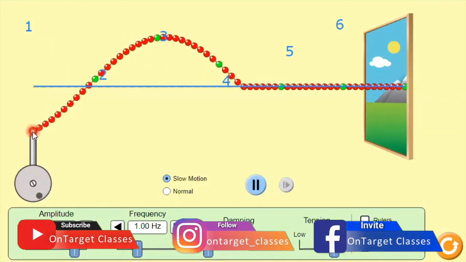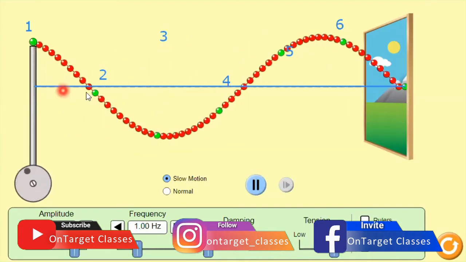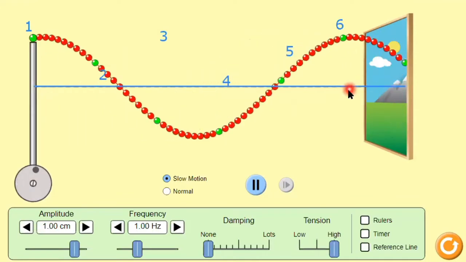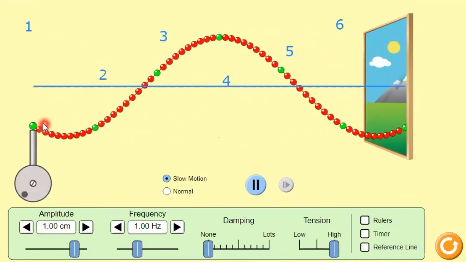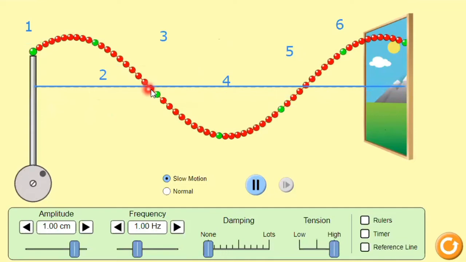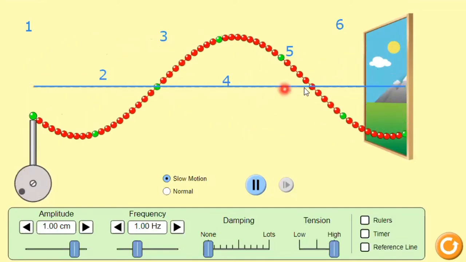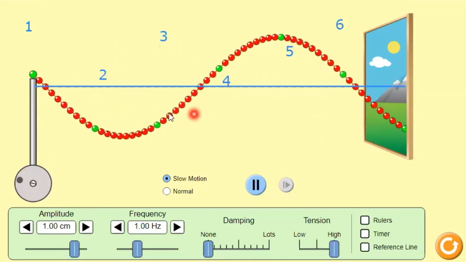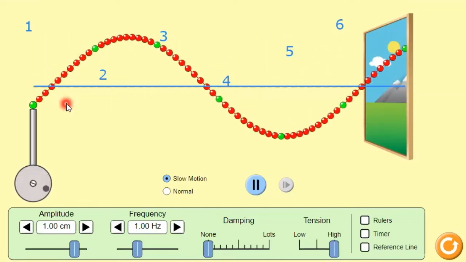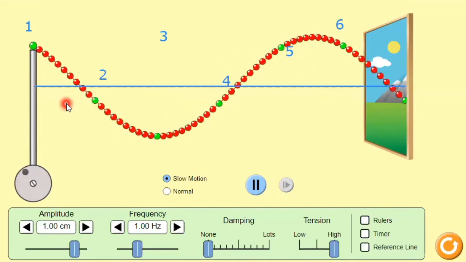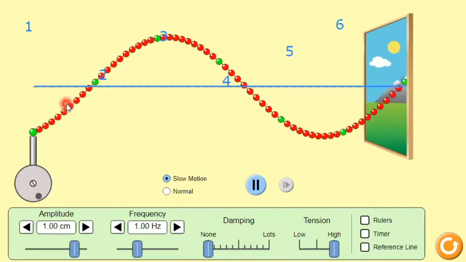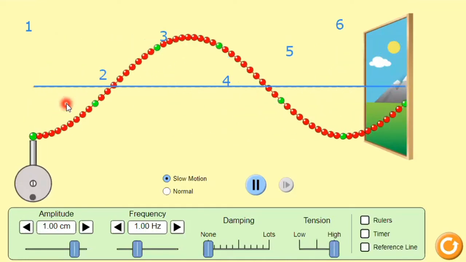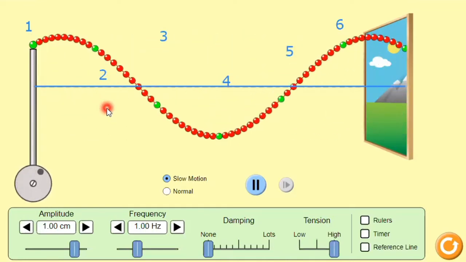So the first green particle is crossing the mean position, then second, then third, then fourth, then fifth, then sixth. So we are going to say that all the particles of the medium are not crossing the mean position simultaneously. They are crossing the mean position one after another.